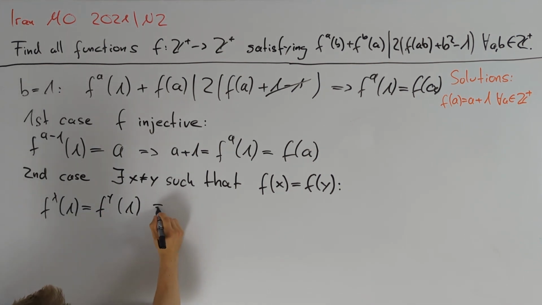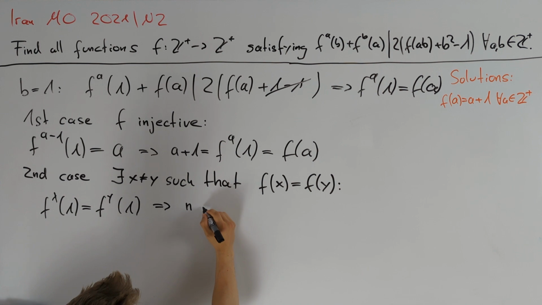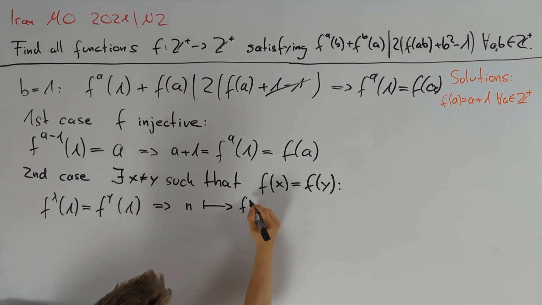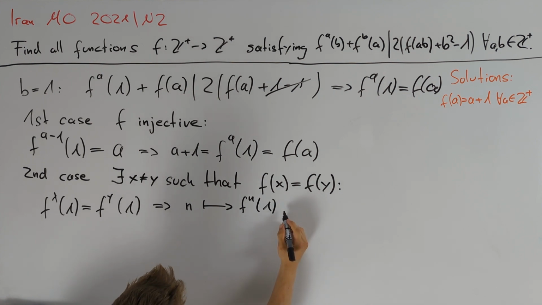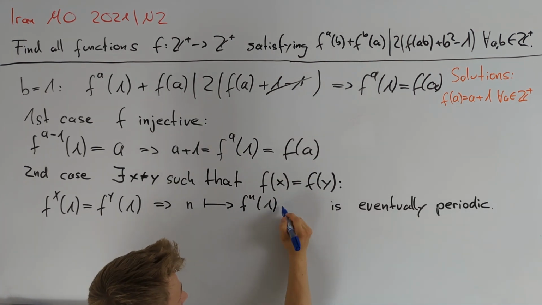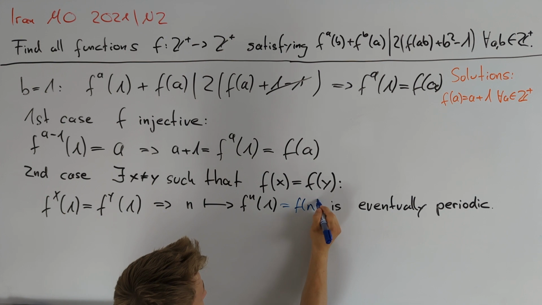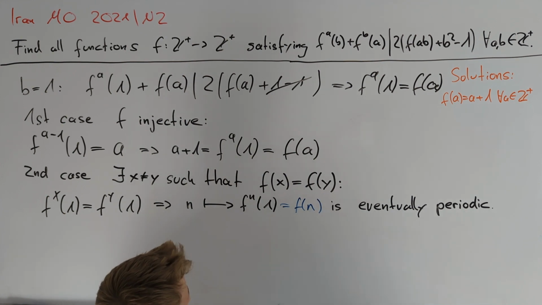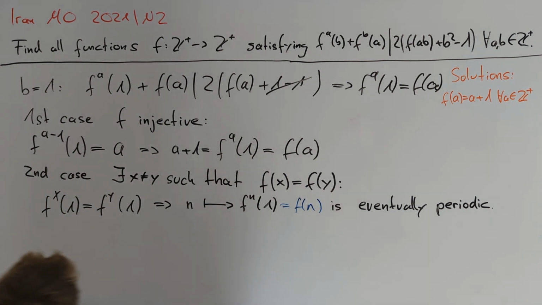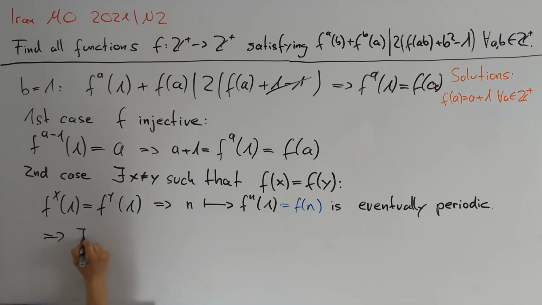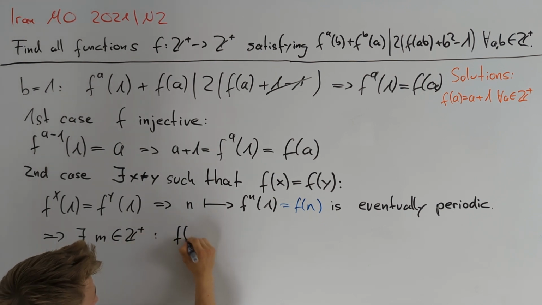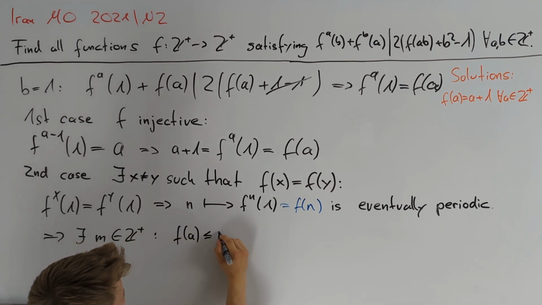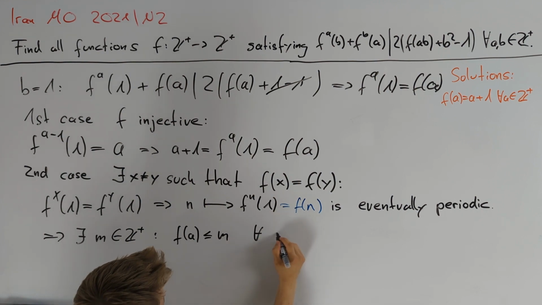And this means that if we consider the function mapping n to f to the power of n of 1, this function must be eventually periodic. Since f to the power of n of 1 is equal to f of n, we also know that the function f is eventually periodic, and therefore the function f of n is bounded. So we know that there exists some positive integer m such that f of a is less than or equal to m for all positive integers a.